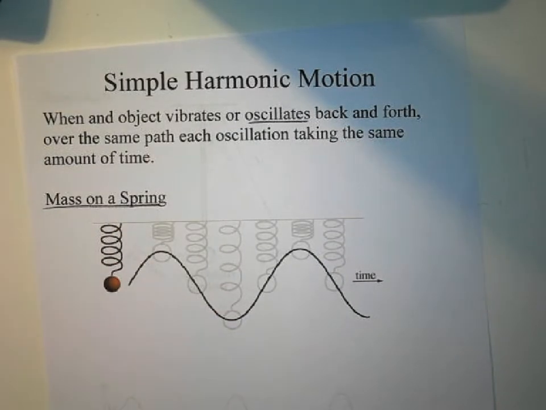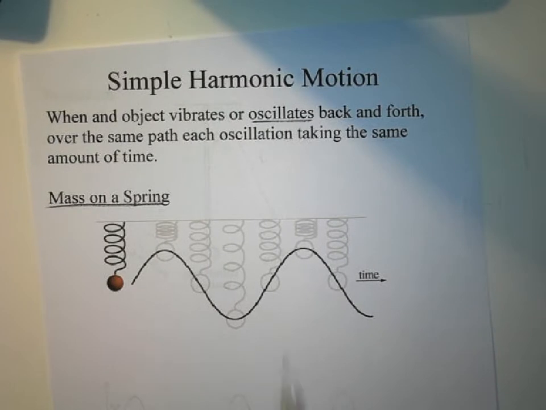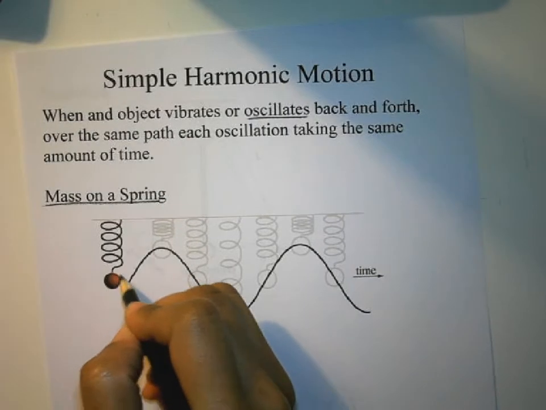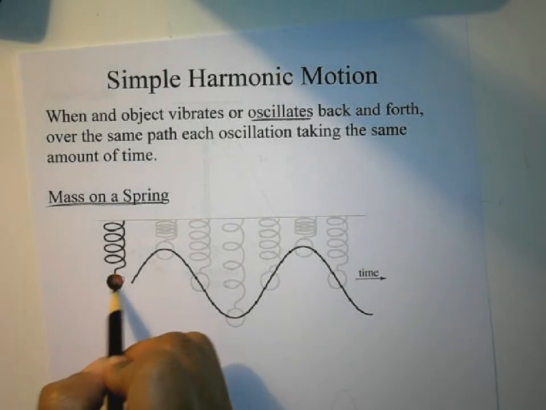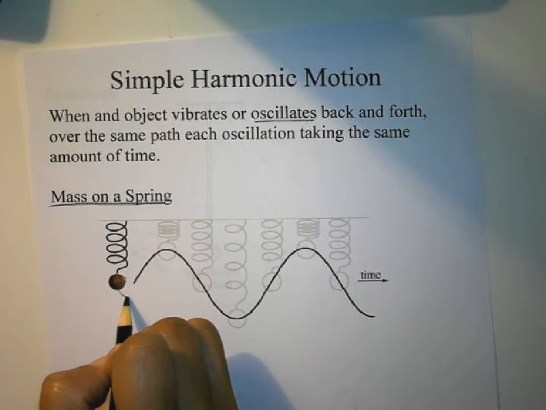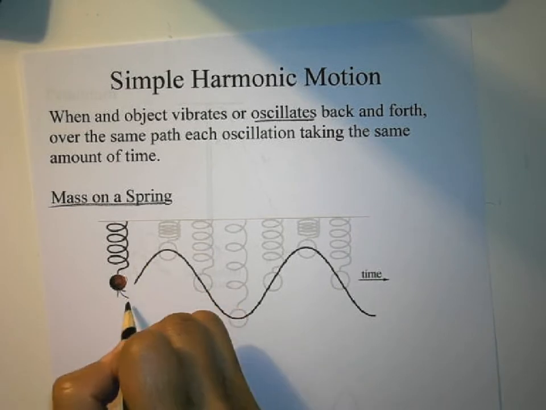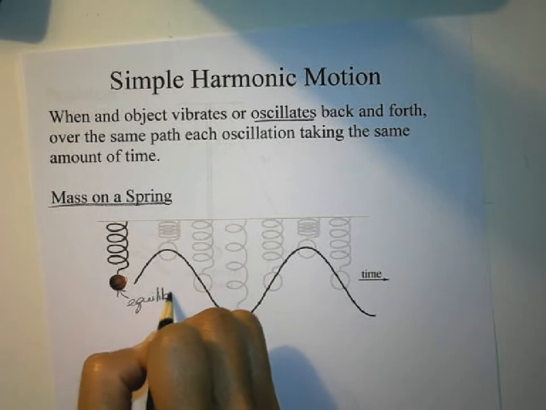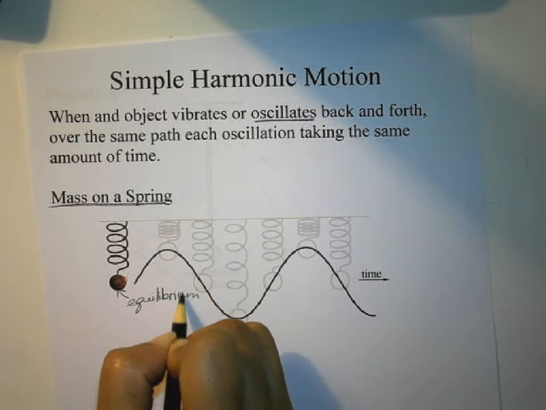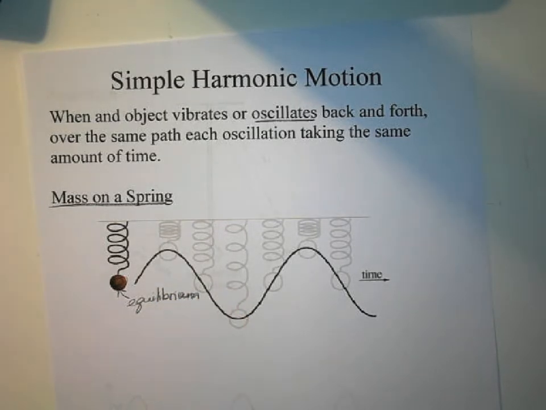We're going to start with a mass on a spring. So I found a diagram here, and I'm going to explain to you how it works. So I have a mass, and I attach it to a spring, and the mass comes to rest. And the position where the mass comes to rest is called the equilibrium position. E-Q-U-I-L-I-B-R-I-U-M. Equilibrium position.